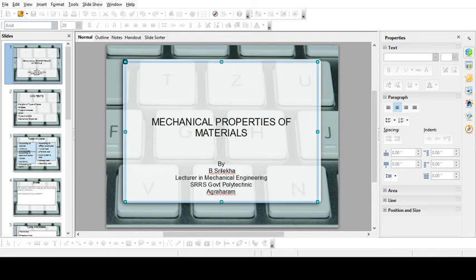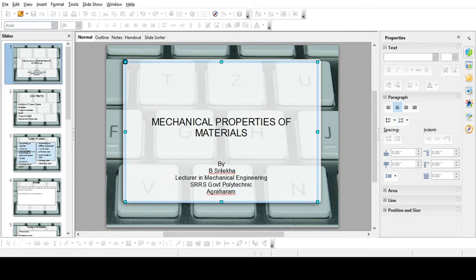Next is brittleness. Brittleness is nothing but the ability of the material to fracture with very little deformation. That is, the brittle material will have a low percentage of elongation. It is something like glass. Glass is highly brittle in nature, meaning when you put a very simple load, with very small deformation, it will start breaking.